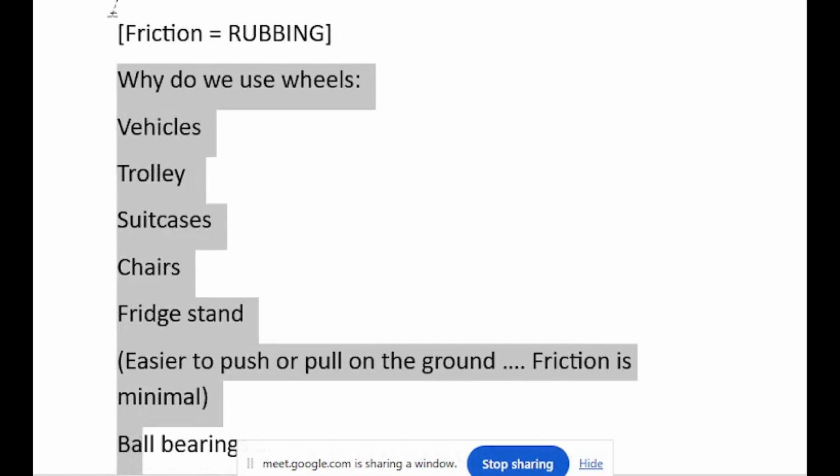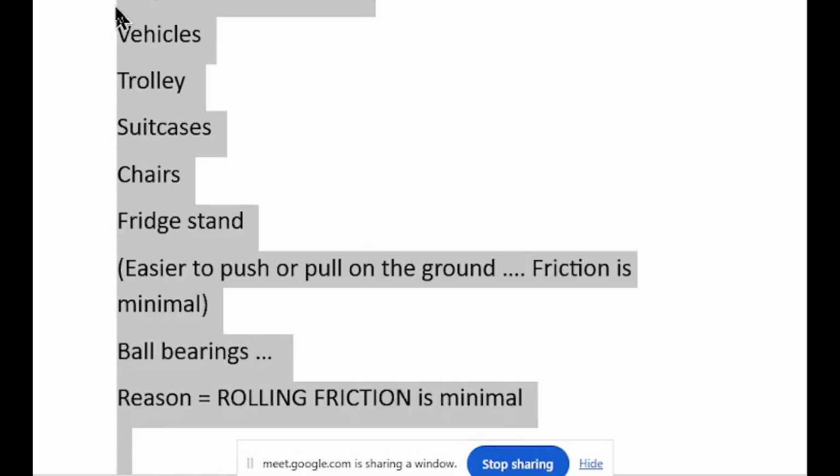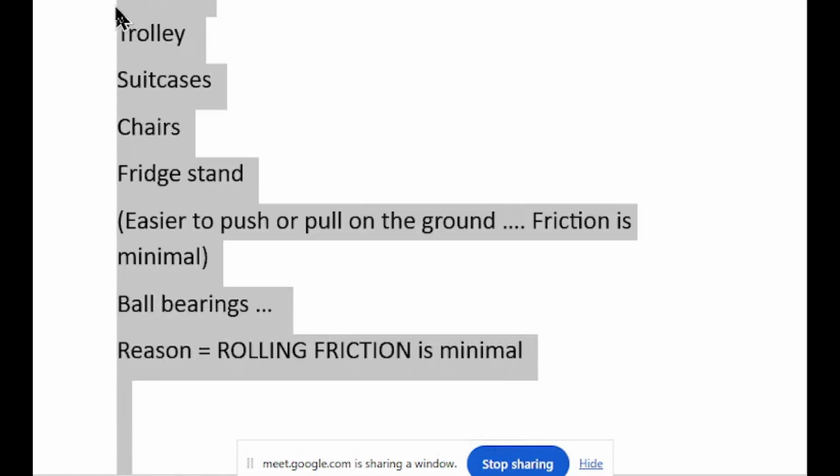Okay? In the next class, we will be doing the effects of friction. So what are the effects of friction? One second recap. One is that it opposes motion. It may be good or bad.